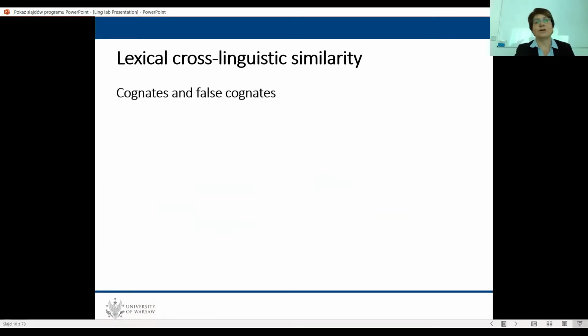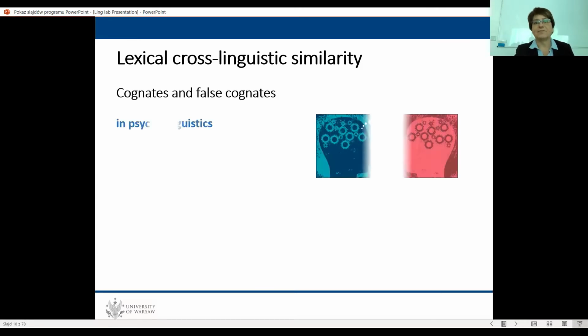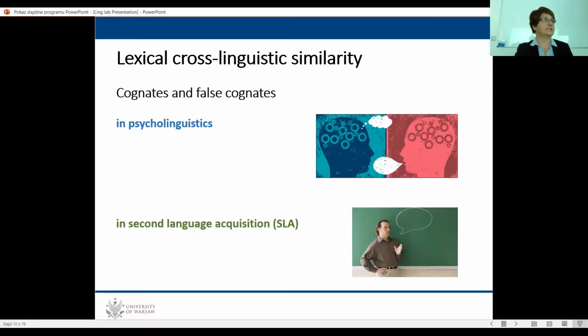Those words, cognates and false cognates, thanks to their cross-linguistic similarity, have become objects of study in psycholinguistics and second language acquisition. Because we are at the crossroads of those two, we will be looking at them from those two perspectives. Okay, so a very brief introduction now.